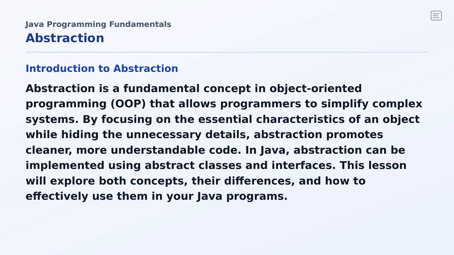Next, Introduction to Abstraction. Abstraction is a fundamental concept in object-oriented programming, OOP, that allows programmers to simplify complex systems by focusing on the essential characteristics of an object while hiding the unnecessary details. Abstraction promotes cleaner, more understandable code. In Java, abstraction can be implemented using abstract classes and interfaces. This lesson will explore both concepts, their differences, and how to effectively use them in your Java programs. Don't worry if this feels new at first.